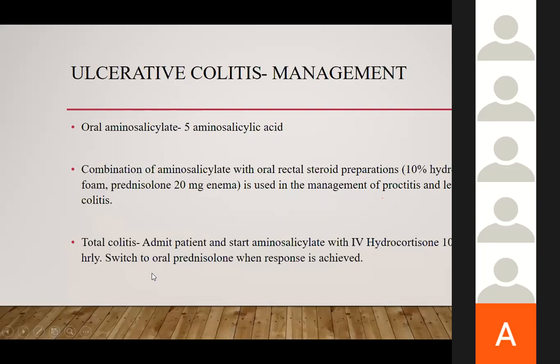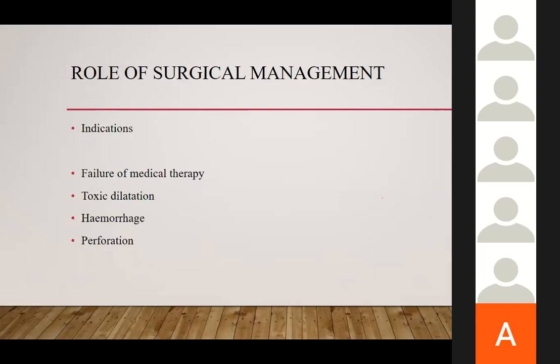And then if it's that severe, where we say you have a total colitis, we would usually admit you, and then we would want to do the steroids IV, 100 mg every 6 hourly. And then we'll switch to prednisolone once response has been achieved, okay, whilst you are still on the salicylates.